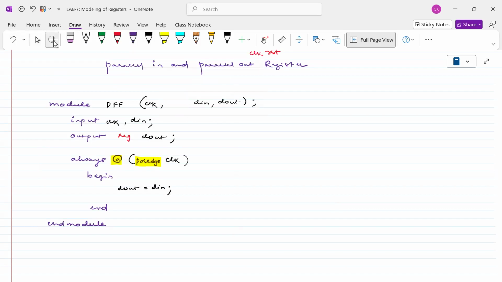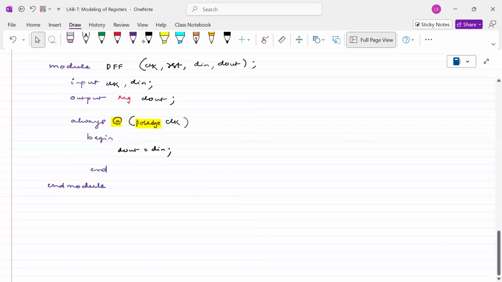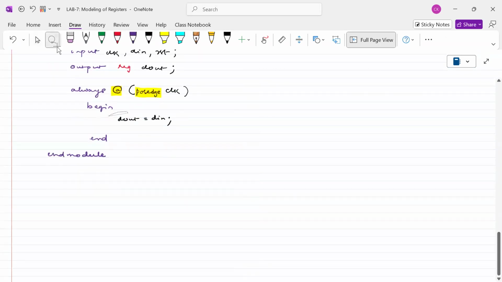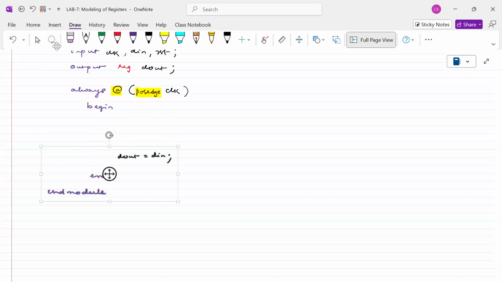Let me model it; a little bit of modification of this code is required. This is called RST, something like this, and this is also RST. It doesn't matter. You write the first word as RST, clock. And if RST is there, then we have to write: if reset is there, if RST is true, then D out is equal to 1 bit of 0.